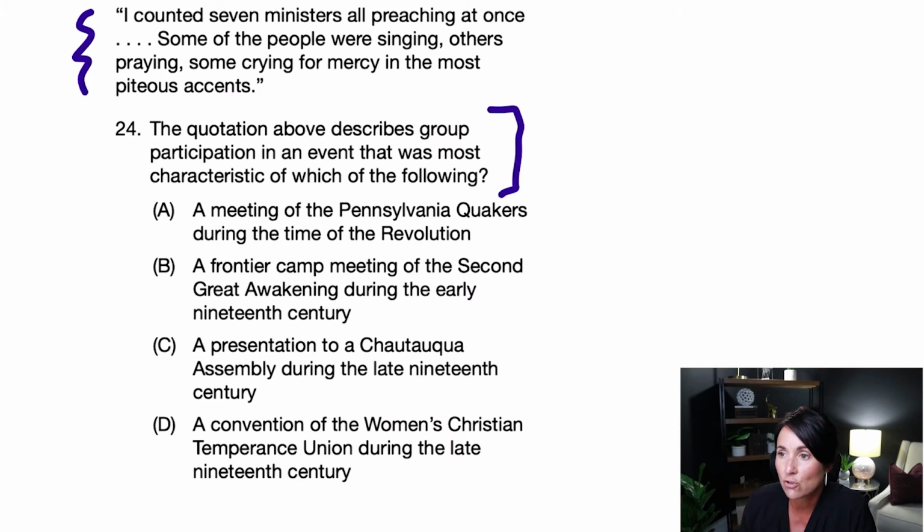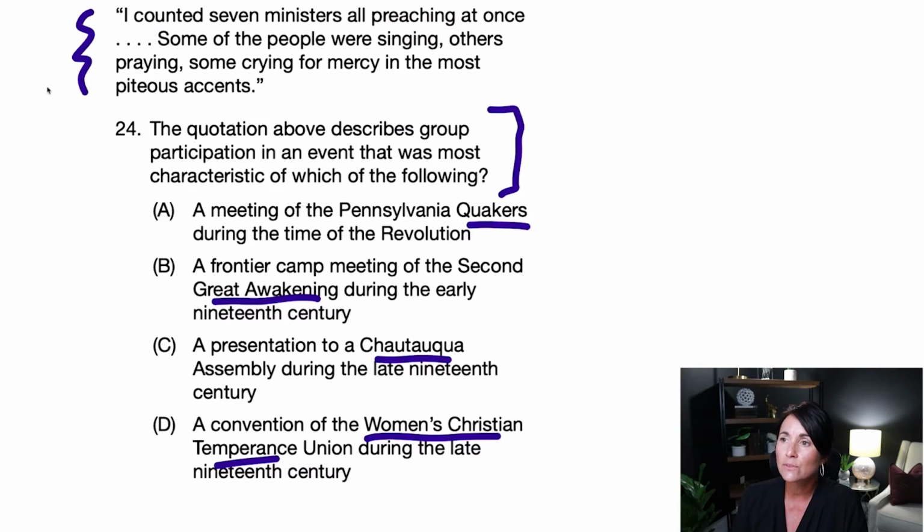So the quotation above describes group participation in an event that was most characteristic of which of the following. And we have the Quakers, the Great Awakening, the Chautauqua, and the Women's Christian Temperance Union. All right, so let's read the quote so we can answer the question. I counted 7 ministers all preaching at once. Some of the people were singing, others praying, some crying for mercy in the most piteous accents. So piteous means we should be taking pity on them. And so they're looking for, I guess, salvation, mercy, that kind of thing.